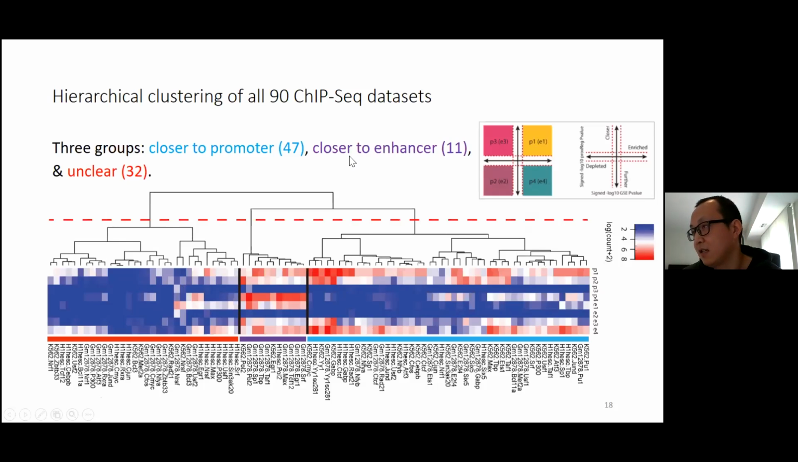And the second group is the purple group here. There are only 11 data sets in this group, and those TFs tend to bind closer to enhancers. And the remaining 32 data sets didn't show a clear pattern.